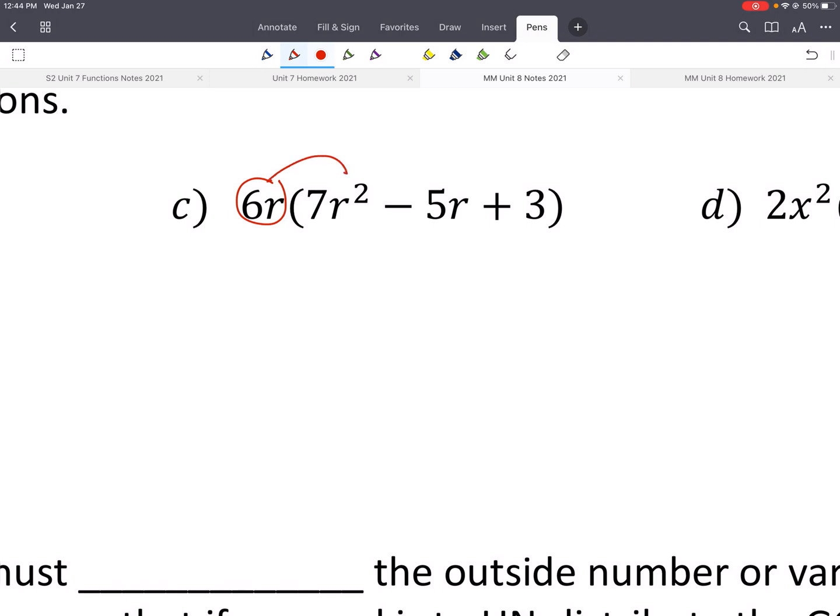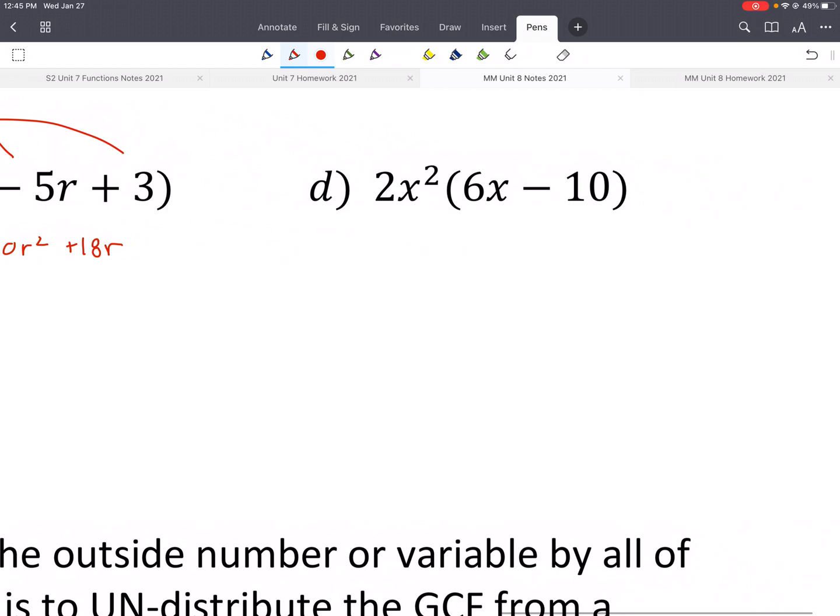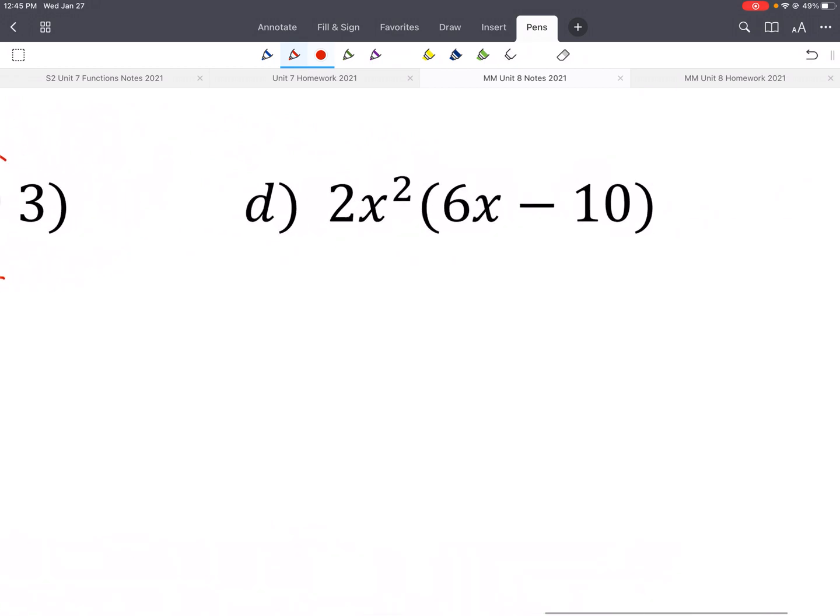Okay, and then we learned how to do it with numbers and variables. So we kind of treat them separately. So 6 times 7 is 42, and r times r squared will give us r to the third. And then we'll do 6 times negative 5, that gives us negative 30, and r times r is r squared. And then we did something like 6 times 3 gives you 18, and r, that's all we have is just one r. Okay, and then we could even have exponents. We can distribute numbers, variables, and exponents.